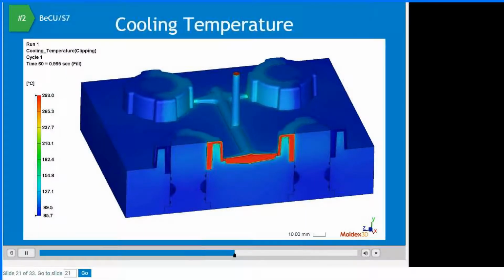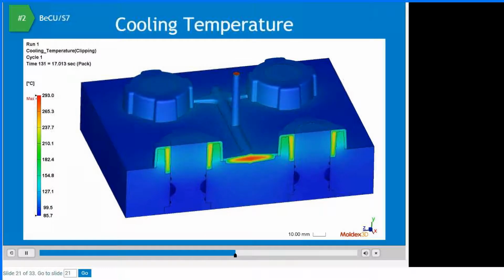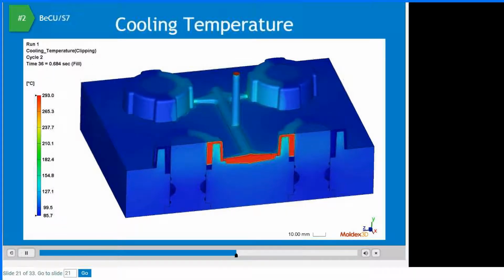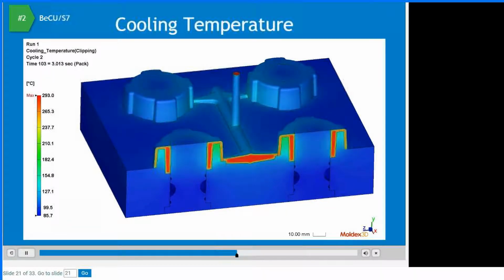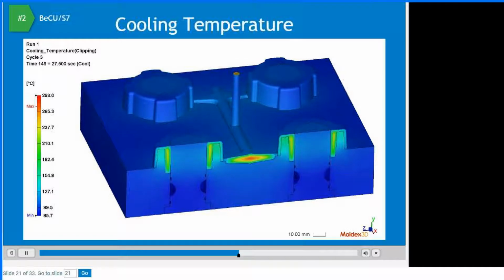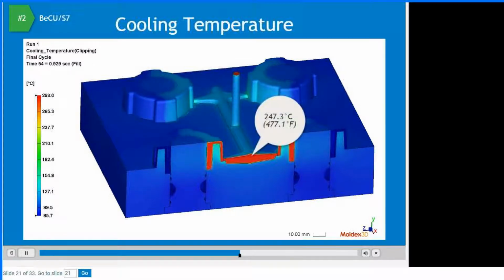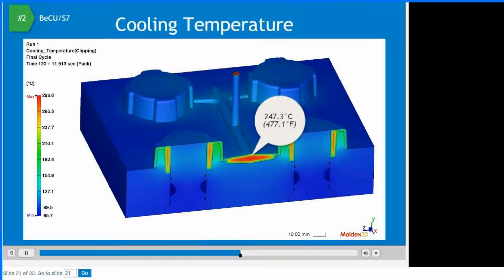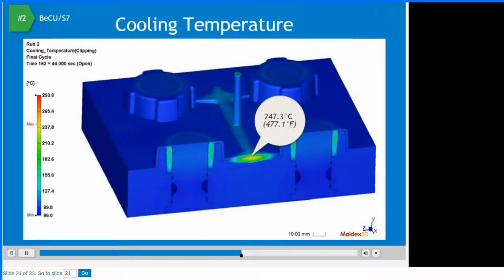The polymer temperature behavior during the filling and cooling phase for the second example has a similar temperature range of 85 to 293 degrees Celsius. The temperature distribution at the end of cooling indicates a maximum temperature of 247.3 degrees inside the runner system. Yeah, much different it looks like, yeah? The temperature behavior? Or is it?